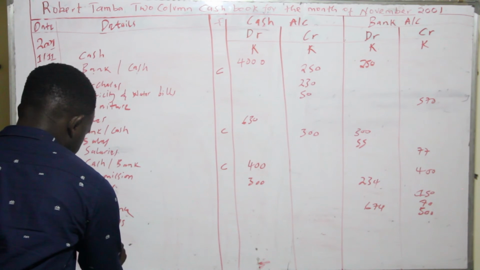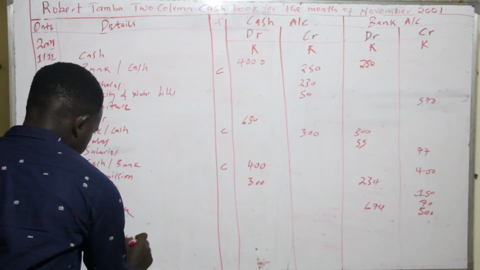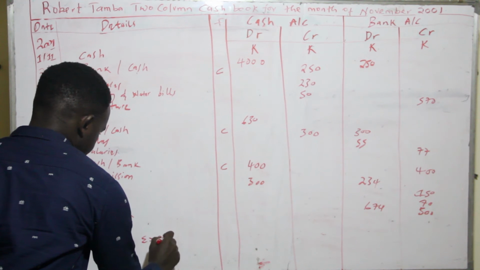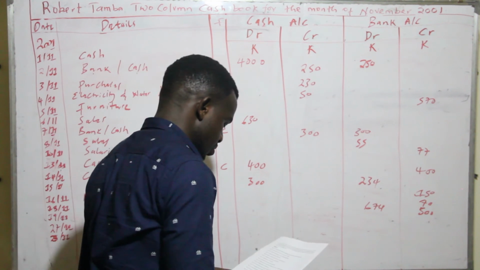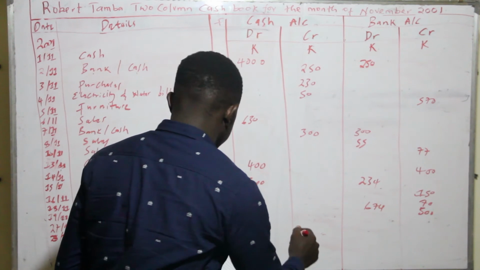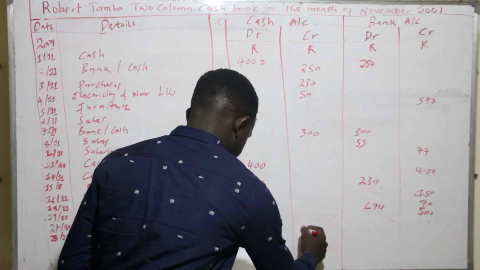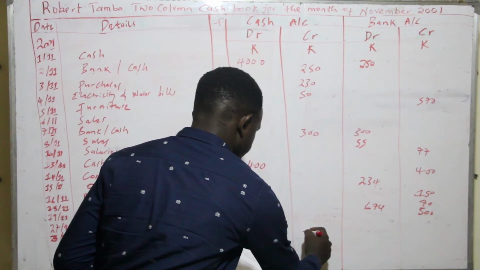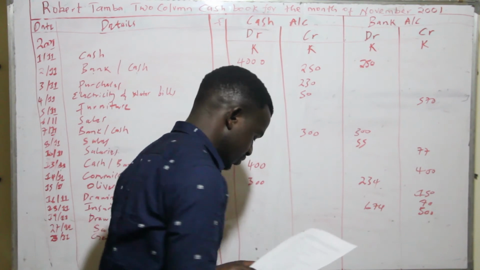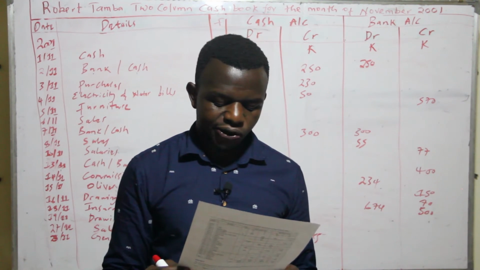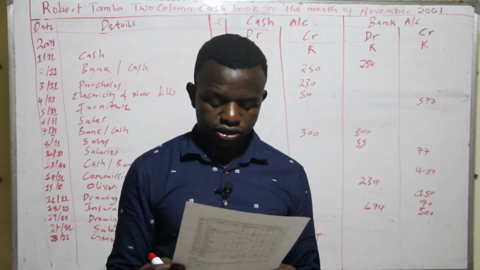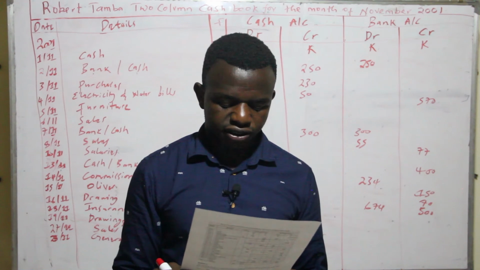So say general expenses. We'll credit our cash account by 345. Then on the 31st of November, paid Dorothy by check amounting to 250 kwacha.